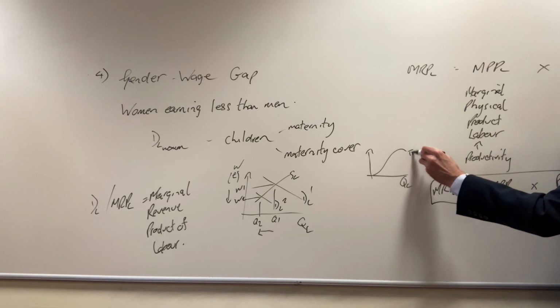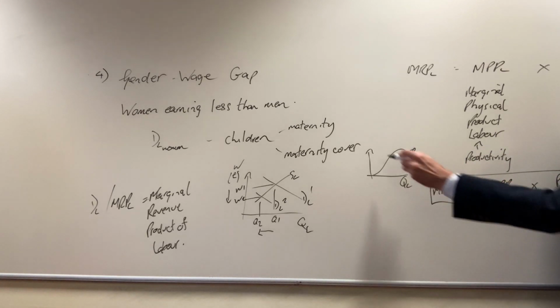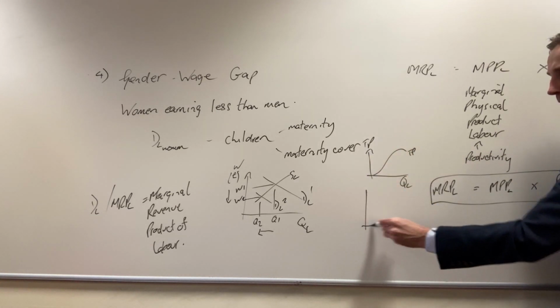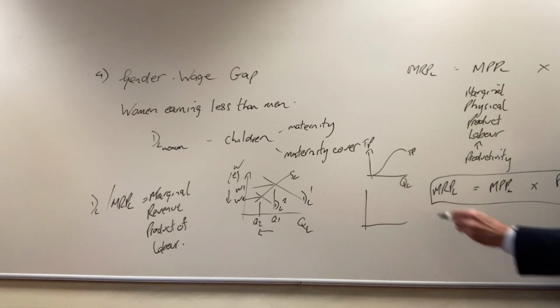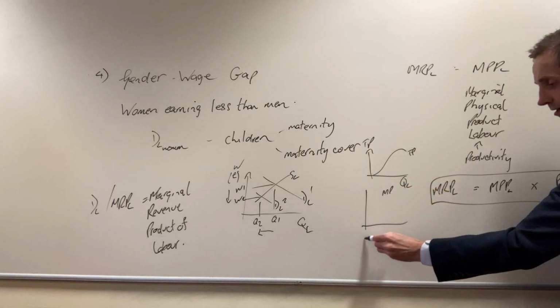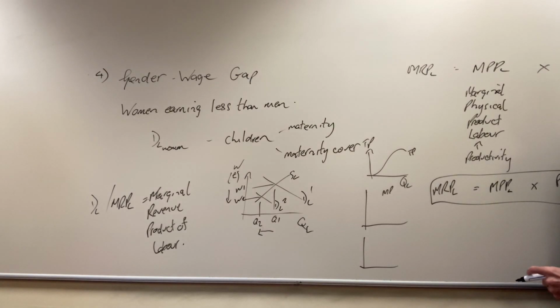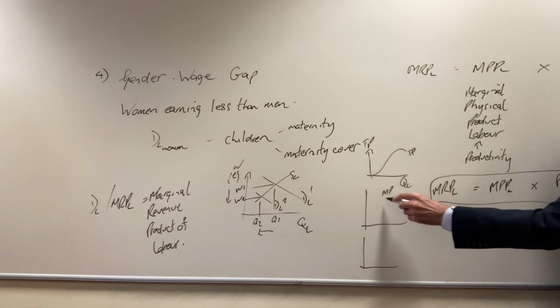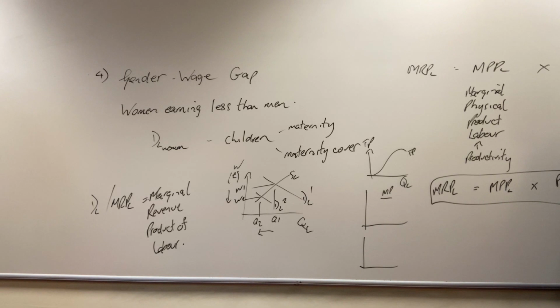That is the total product curve. And from that we derive the marginal product and the marginal cost.